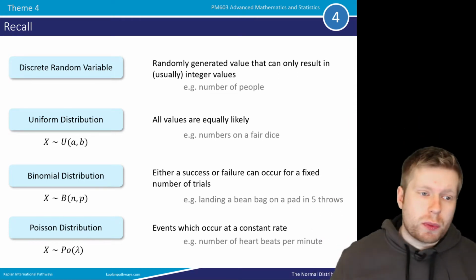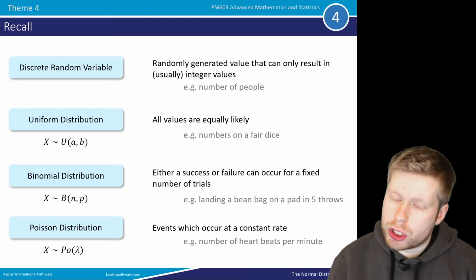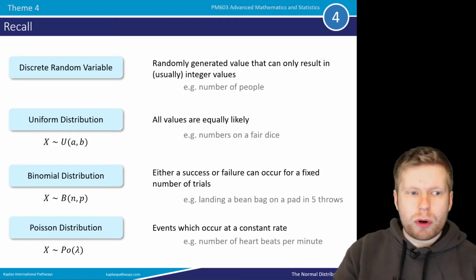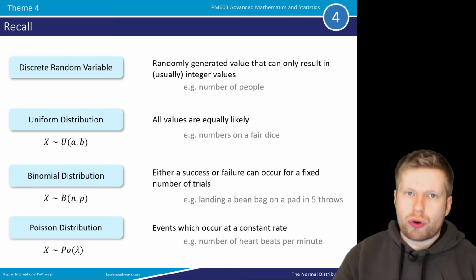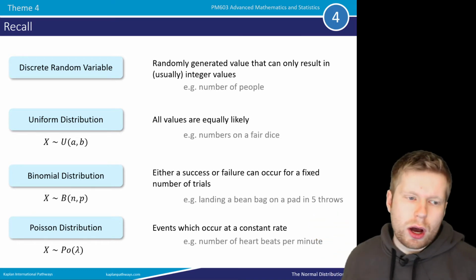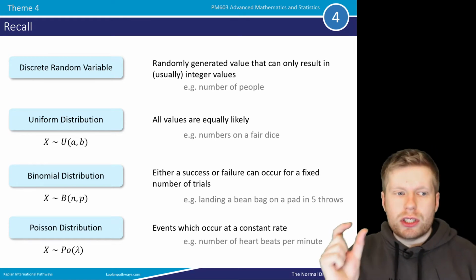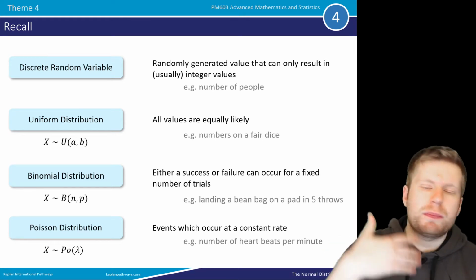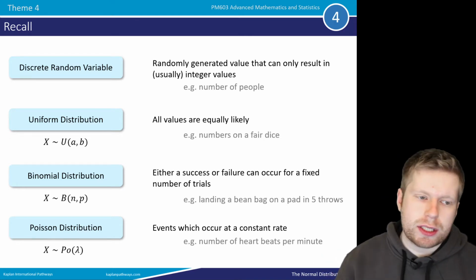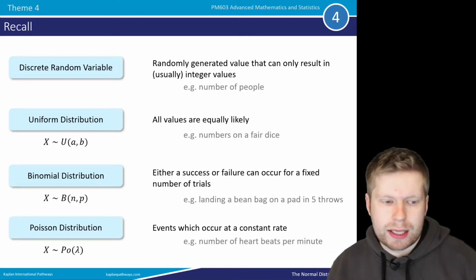The other distribution we looked at was the Poisson distribution. The Poisson distribution was basically when an outcome occurred at a constant rate. For example, we looked at heartbeats within a given time interval, so per 10 seconds, per 30 seconds, per minute, per hour, then this is a Poisson distribution. It's something that occurs at a constant rate.